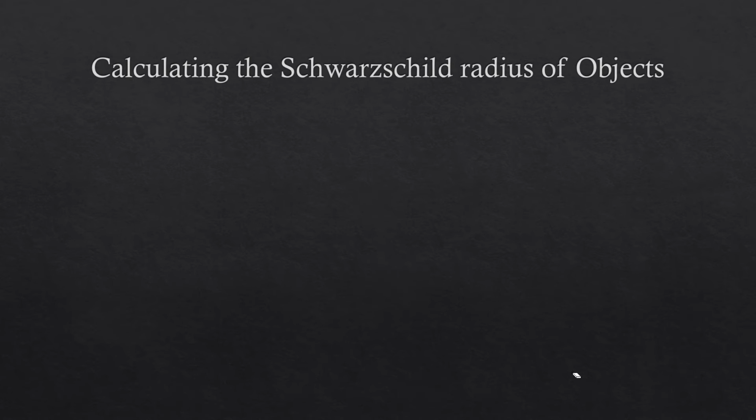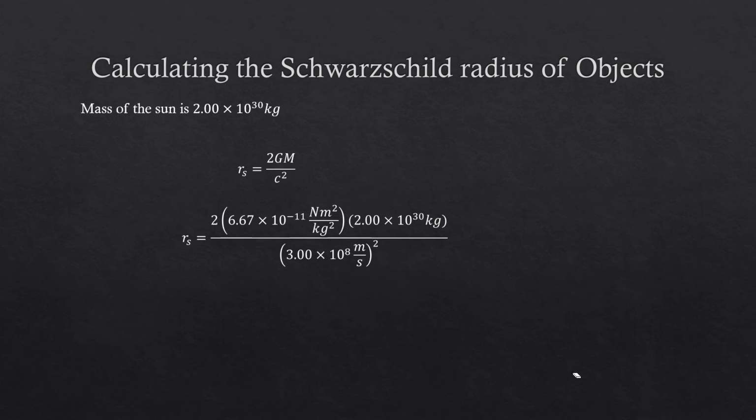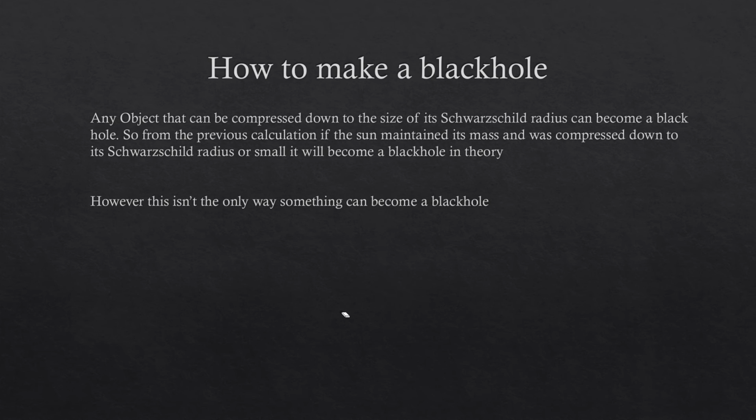Okay, so calculating the Schwarzschild radius for objects. It doesn't just work for black holes. We can calculate the Schwarzschild radius for anything. For example, if we calculate it for the sun, we've got the mass of the sun here, 2 times 10 to the 30 kilograms. We have our formula here. Plugging in our numbers, we plug in our gravitational constant, the mass of the sun, and the speed of light, and we get a Schwarzschild radius of this. So what does this number actually mean? If the sun was compressed to have this radius, it could be considered a black hole. Okay? So how to make a black hole.